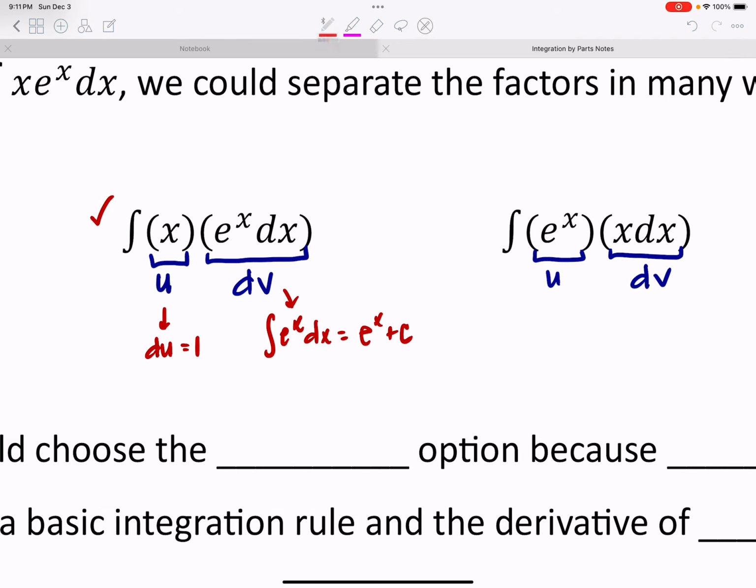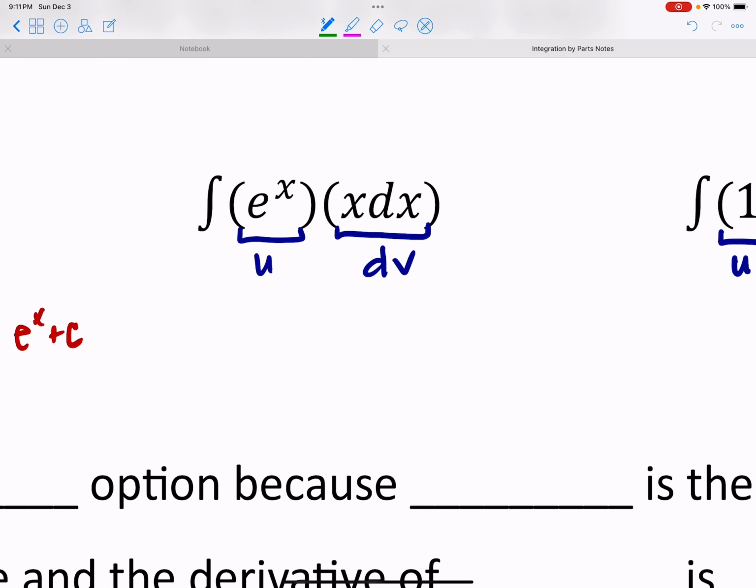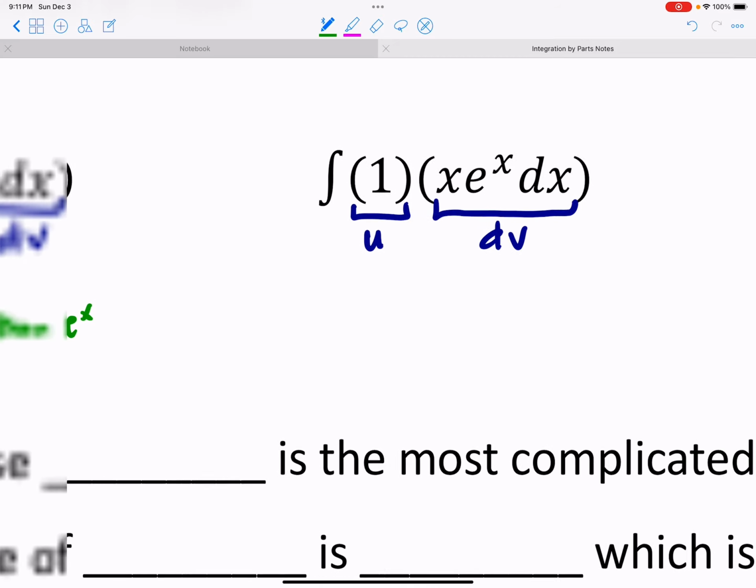But let's go through the others so you can see what happens in those and why they end up being disqualified. So in this one, if I took the derivative of u, the derivative for e to the x would just be e to the x. That is not simpler than what I started with, so that would be a disqualification here. These two are exactly the same, not simpler than the e to the x we started with. So I'm not going to use this method.